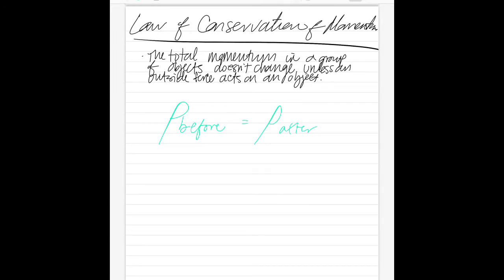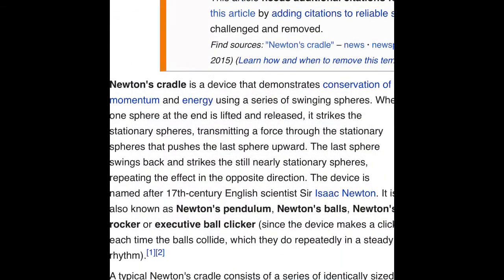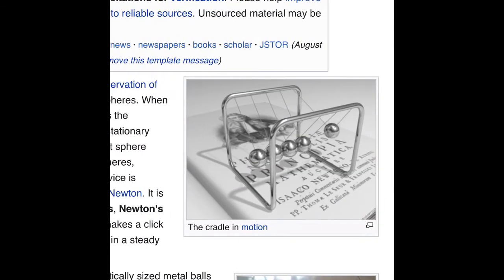Now, it says unless an outside force acts on the object. So let's go back to Newton's cradle. Technically, according to the law of conservation of momentum, this action with Newton's cradle should happen for all of eternity. Now, this particular image is not correct because it is going on for all of eternity. If you did this in real life, it would not do this. It actually will slow down over time and eventually come to a stop.